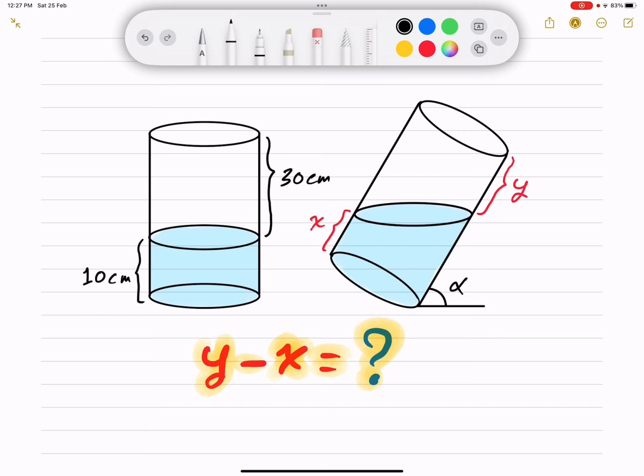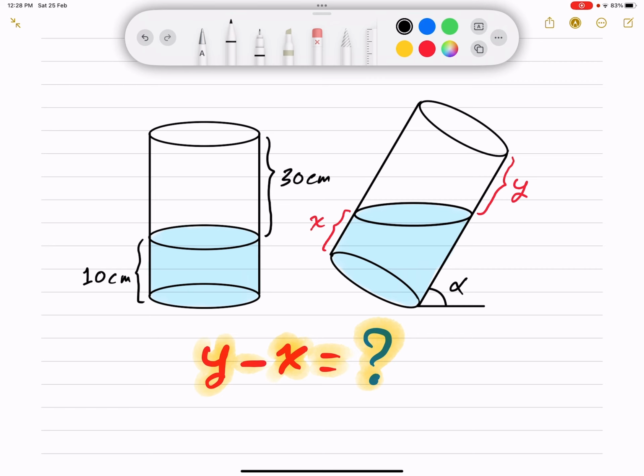Okay, so to answer this question, the idea to solve for y minus x is basically by benefiting from the fact that the volume of the water in both cases is the same. So I'm going to calculate the volume of the water in the left-hand side cylinder and equate that with the volume of the water in the right-hand side cylinder. There are different ways, which I'm going to be exploring in this video.